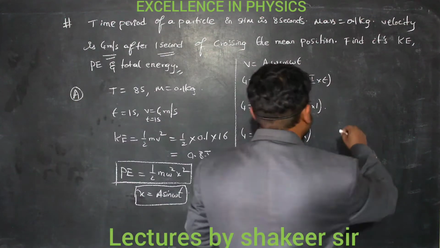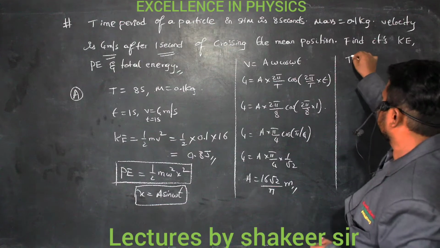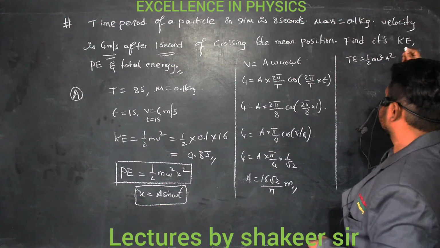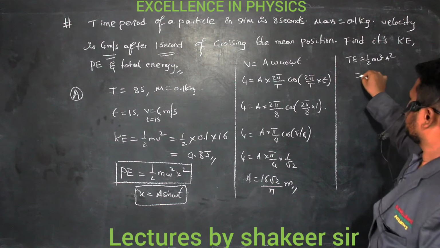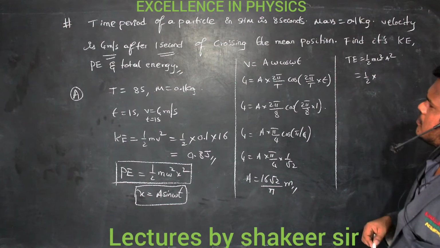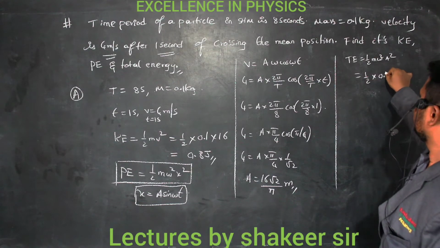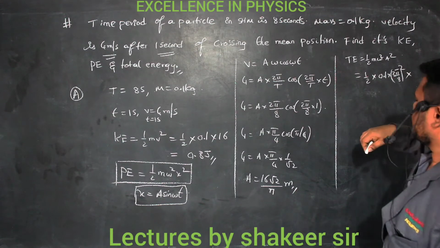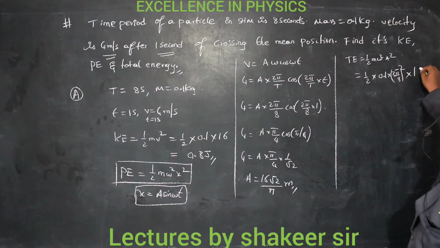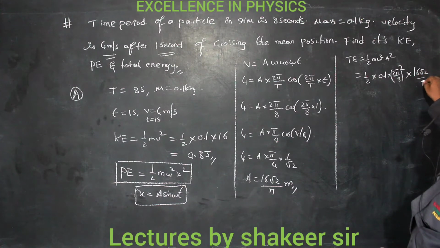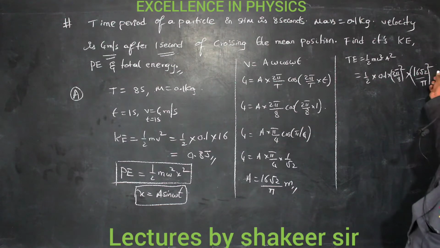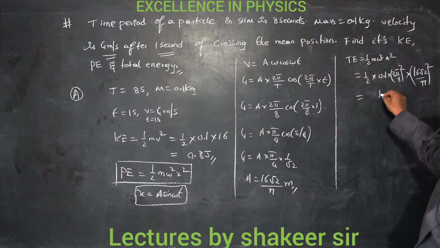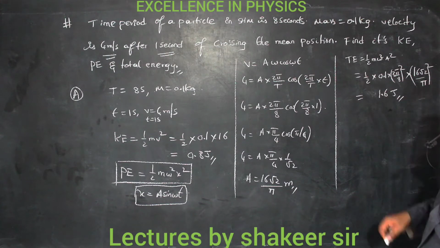The second method is to calculate total energy. Total energy is half m omega square a square. This relation we already have. So half into mass of the particle, which is 0.1, into omega, which is 2 pi by 8, whole square, and amplitude we have just calculated, 16 root 2 divided by pi, whole square. If you do all this calculation, then total energy is equal to 1.6 joules. This is the answer which I get.